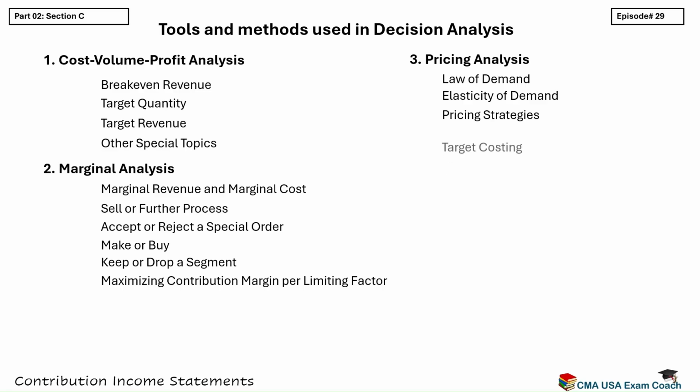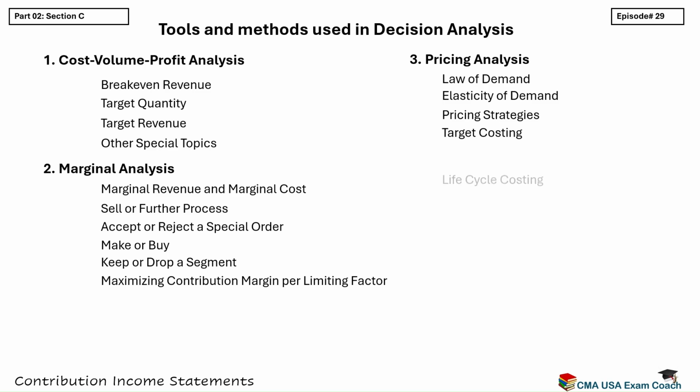Fourth, target costing. This approach starts with the selling price customers are willing to pay. From that price, the company subtracts its desired profit margin to determine the maximum allowable cost. The business then tries to design or produce the product within that cost. It's a market-driven approach that forces companies to control costs early in the product planning stage.